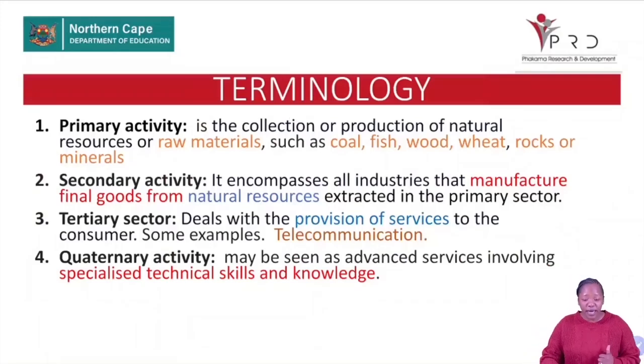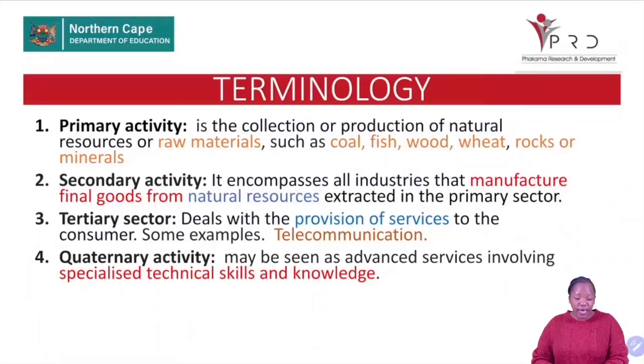Then secondly, we have the secondary activity. Our secondary activities encompass all industries that manufacture. What is important, this is the activity or the sector or the industry that deals with manufacturing. They manufacture the final goods from where? From the natural resources that are extracted in the primary sector. So without the primary activity or the primary sector, we cannot have the secondary activity because it gets the goods from the primary sector.